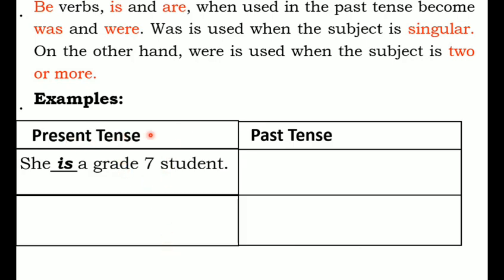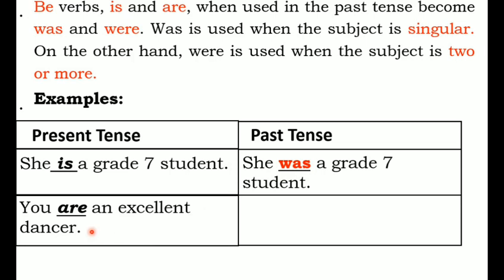Here on the left side, we have the present tense. She is a grade 7 student. To transform this into the past tense, it will become like this. She was a grade 7 student. Yung is, papalitan lang ng was. Next sentence, you are an excellent dancer. To transform this into a past tense, it will become like this. You were an excellent dancer.